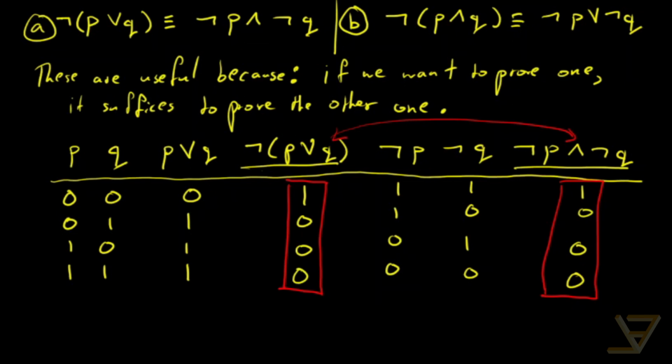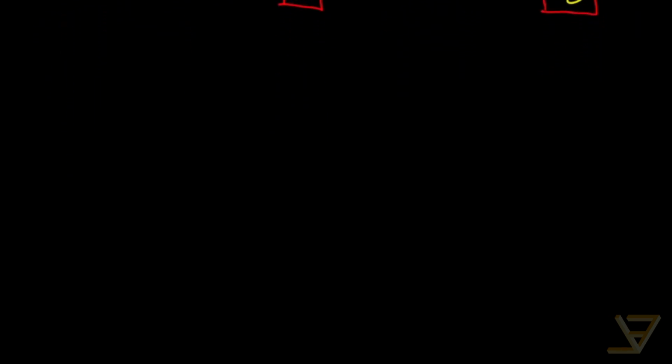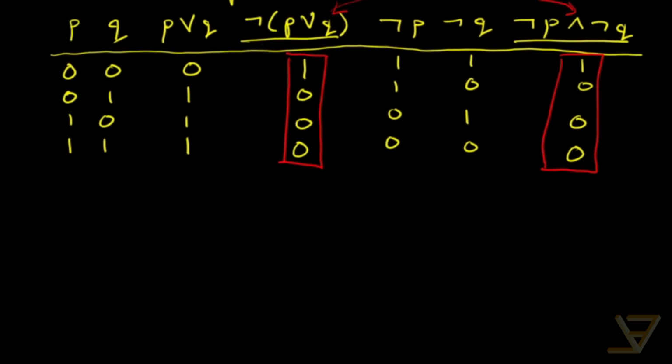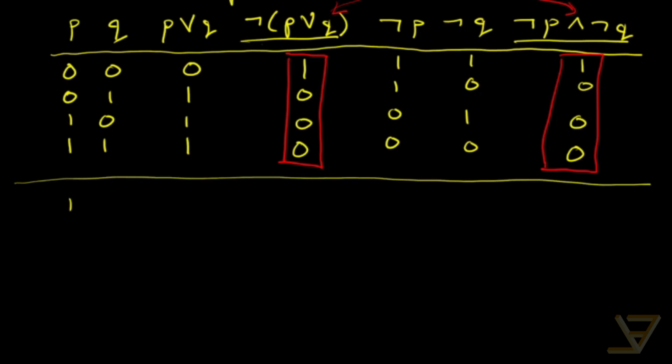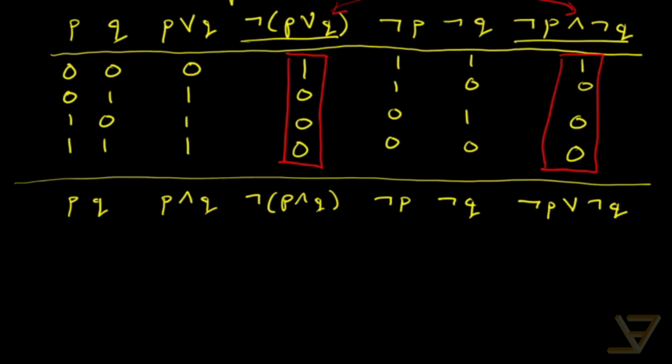Let's do the same exercise with the second De Morgan's law. We have P and Q as the atomic elements. We have P and Q, then we negate that. There's not P, not Q, and not P or not Q. Let's fill out the columns now.